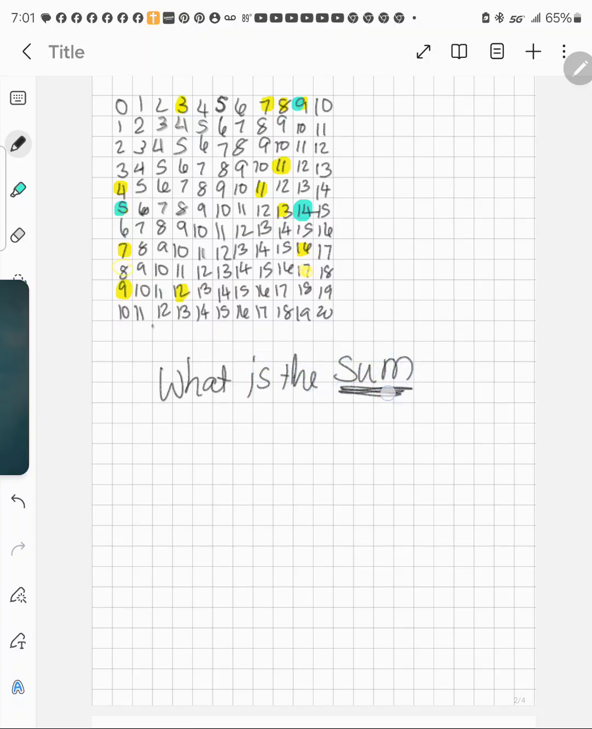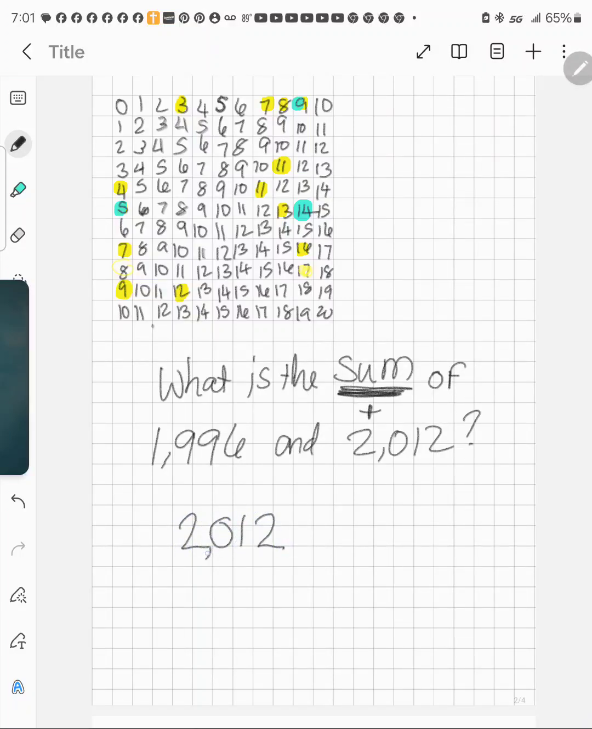And sum, you already know, means that you're going to be adding, right? I'll say 1,996 and 2,012. Now, you don't have to stick the bigger number on top with adding, but I would always do it just so it's a habit whenever you need to do that. So I'm going to go ahead and stack that up. That's what you have to do. We already know, we saw the word sum, which means we're adding.